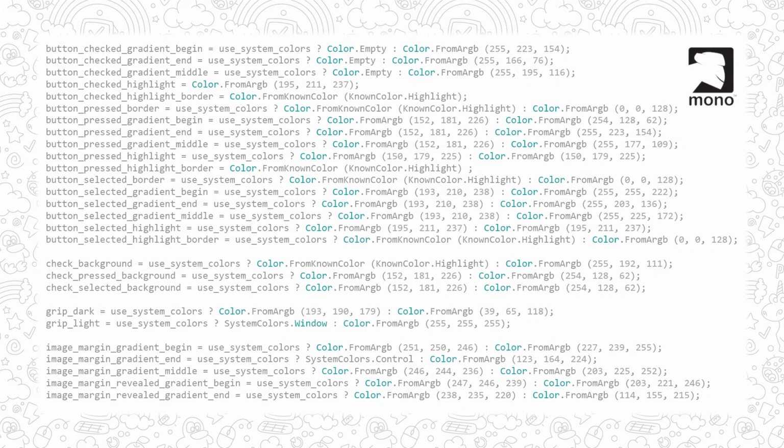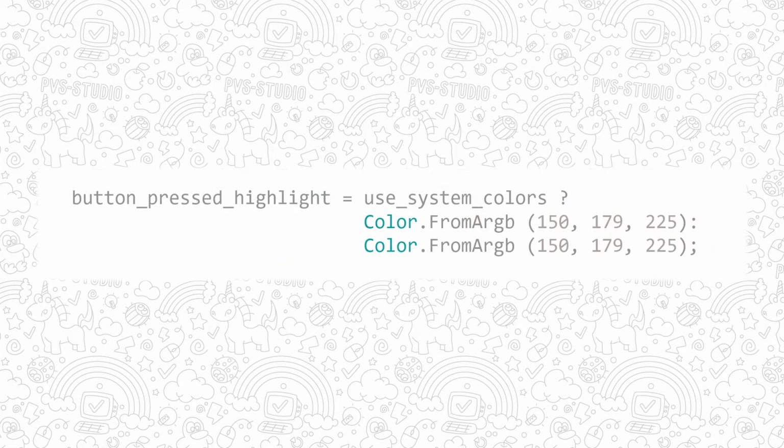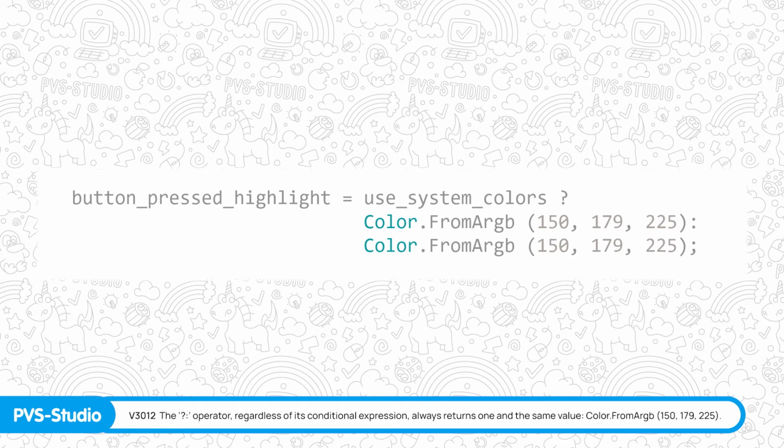Let's review the highlighted example in more detail. It's obvious that the developer copied the line twice and forgot to correct the value. As a result, the same value is assigned regardless of the conditions. PVS-Studio analyzer indicates that this line contains a potential error by issuing the V3012 warning. Of course, when such code contains an indication of the error location, it is much easier to fix it than if we are dealing with just a solid piece of code.